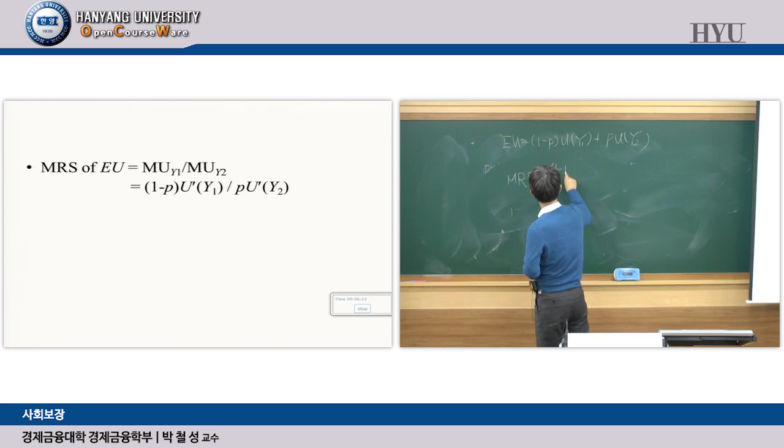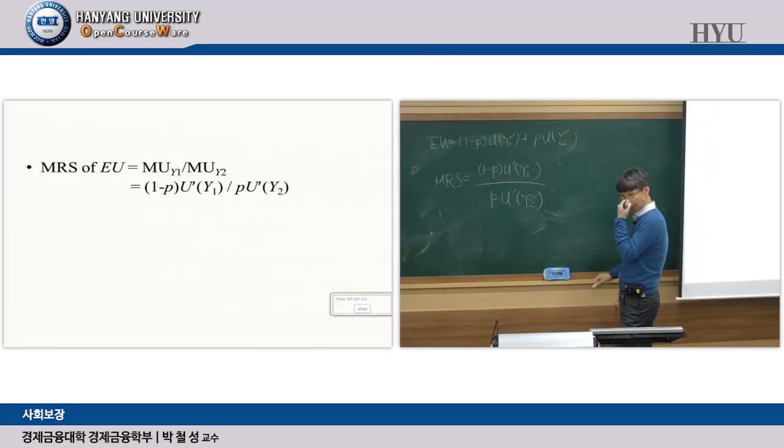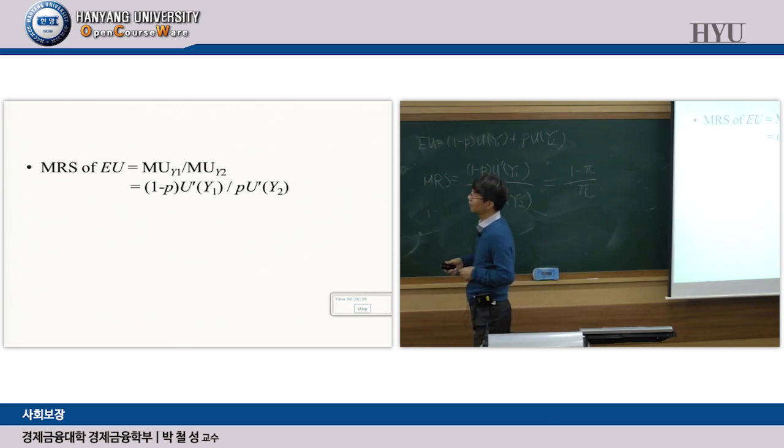MRS is... So what it's trying to do is that this is the optimal condition. The ratio of these two should be equal to 1 minus pi times pi, 1 minus pi divided by pi.